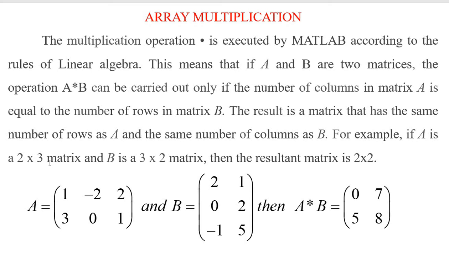Suppose we take a 2 by 3 matrix and a 3 by 2 matrix. The first matrix has 3 columns and the second matrix has 3 rows, so they are equal and we can multiply. After multiplication, the result will be of order 2 by 2, the first matrix's rows by the second matrix's columns. So now we choose like that. We are taking two matrices, A equal to 1, minus 2, 2 in the first row, second row 3, 0, 1. And the second matrix B is 2, 0, minus 1, 1, 2, 5. We are multiplying these two, and the values are 0, 7, 5, 8.